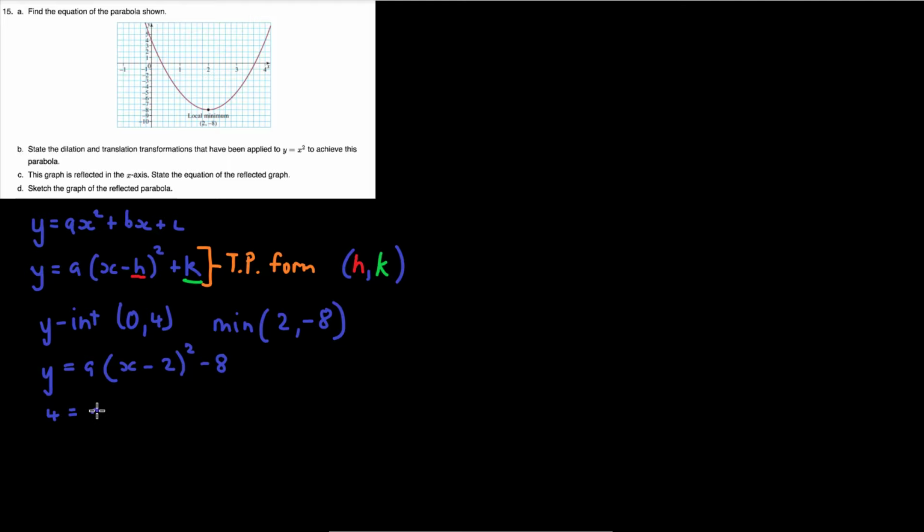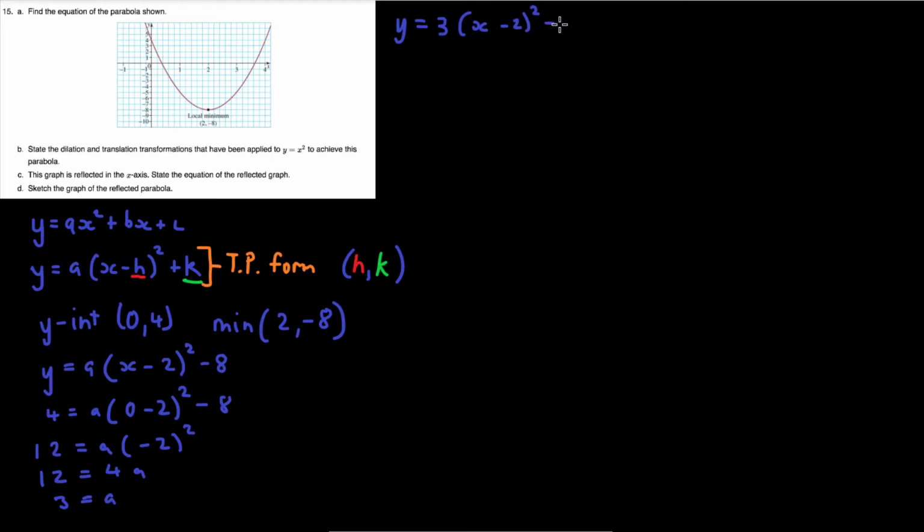4 equals a(0 minus 2) squared minus 8. Let's plus 8 to both sides to get rid of that -8. So 12 equals a times (-2) squared. So (-2) squared, that'll just give us 4. So 12 equals 4a. We've got an a value of 3. So let's write that down. We've got y equals 3(x minus 2) squared minus 8.